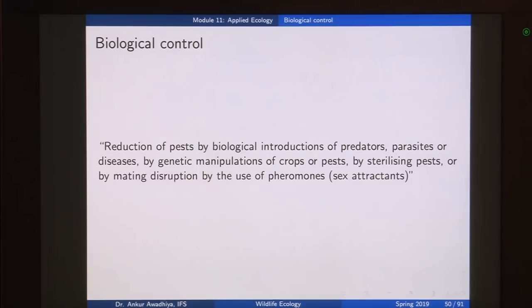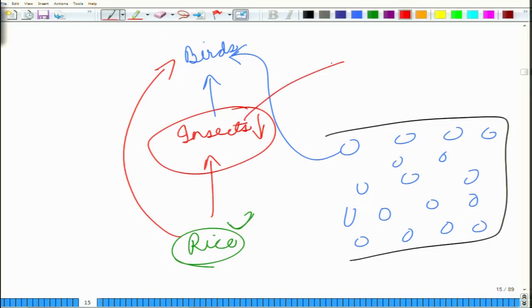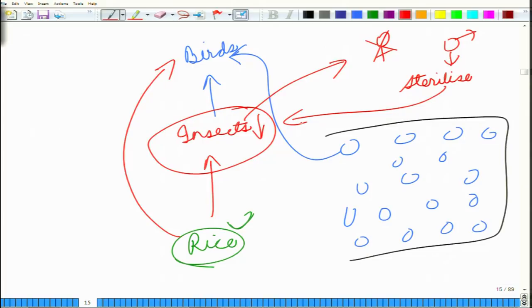Or you could go for a genetic manipulation of the pest. In this case, probably you can catch hold of a large population of these insects. So, you take these insects out, you select them. You select the females, you select the males, and probably you kill these females, and all these males that have been collected, you sterilize them. If you have sterilized these males, they will not be able to produce offspring, and then you release these males back into the system. So, what will happen is, if you have any female insect here, it will try to mate with this particular male, and because this male is sterile, they will not be able to produce offspring.